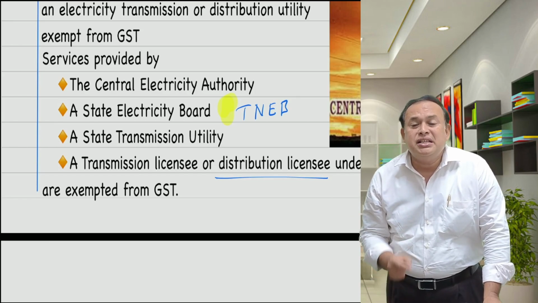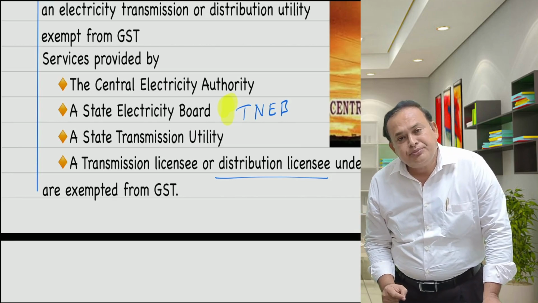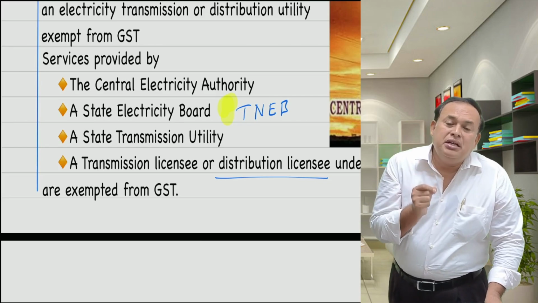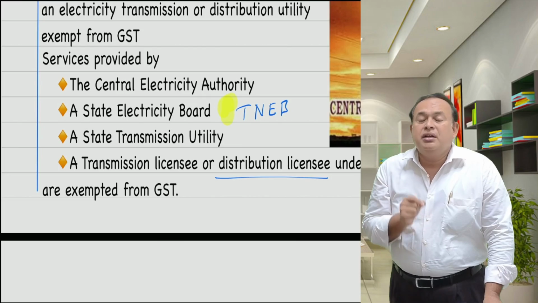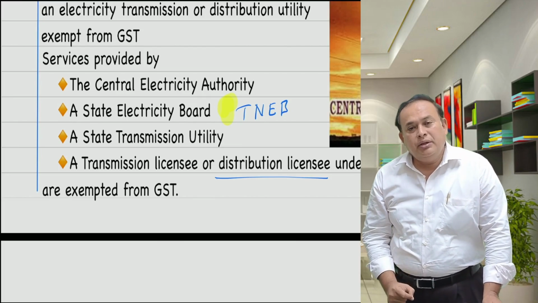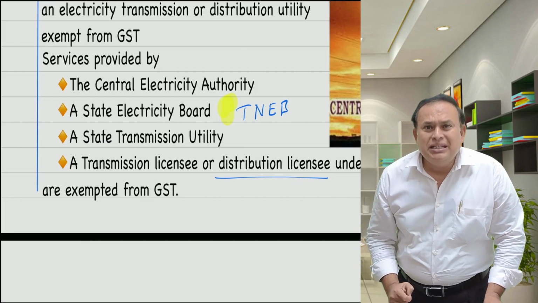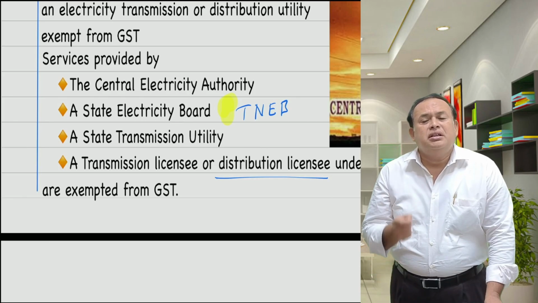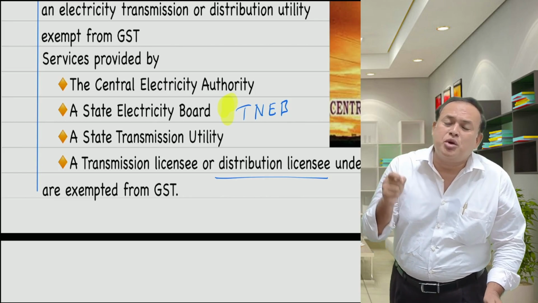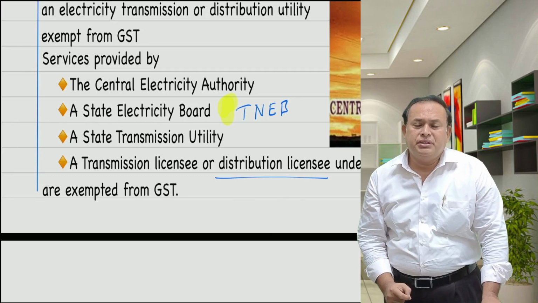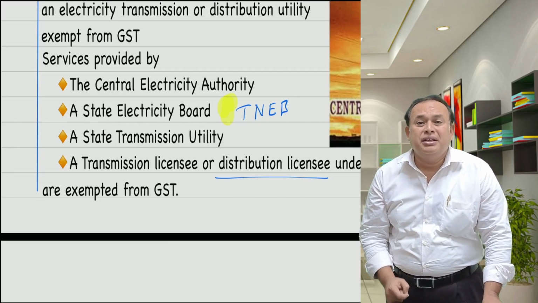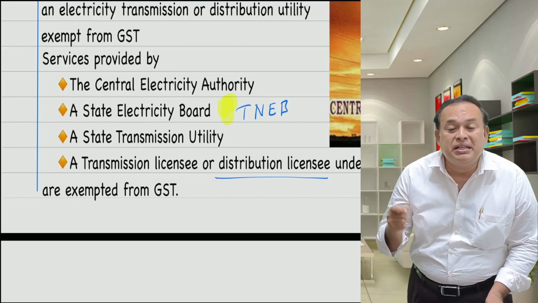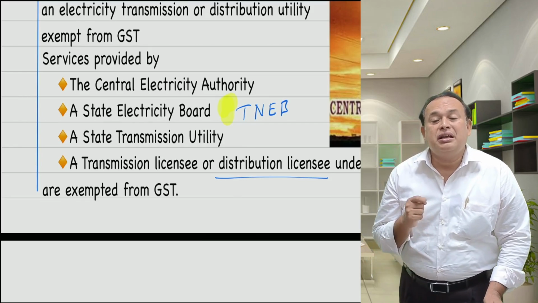there is a concept called levy of GST. The following conditions should be satisfied. One, there must be supply of goods, supply of services, or both. Two, for consideration. Three, it should be supplied in the taxable territory. Four, the supply should be made in the course or furtherance of business. Underline that point: in the course or furtherance of business. And the supplier should be a taxable person.